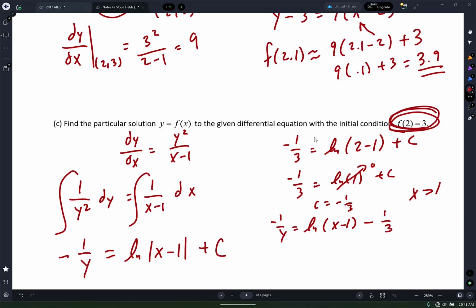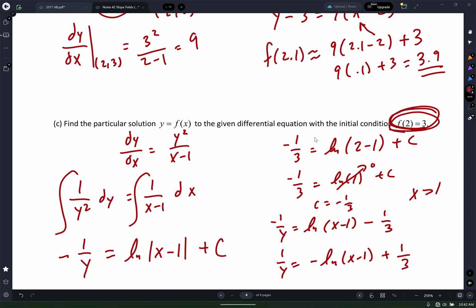How would they probably do it? I think they would probably do it the simple way. You guys want to see the simple way? Yes, we are going to do the simple way. First of all, let's get rid of the negative now. Times everything by negative 1. So here's what I have now: 1 over y equals negative ln of x minus 1 plus 1/3. Are we still okay? Okay.